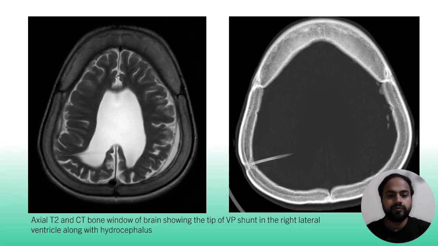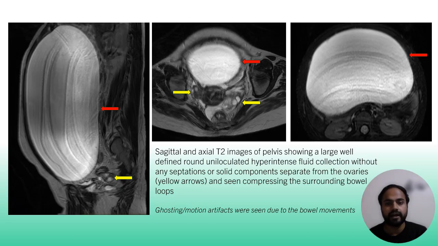Axial T2 and CT bone window of brain showing the tip of the VP shunt in the right lateral ventricle along with hydrocephalus. This is a sagittal and axial T2 weighted images of pelvis and abdomen showing a large, well-defined, round, uniloculated, hyperintense fluid collection without any septations or solid components within, which is seen separately from the ovaries. It is also seen compressing the surrounding bowel loops. The ghosting motion artifacts are seen due to the bowel movements.